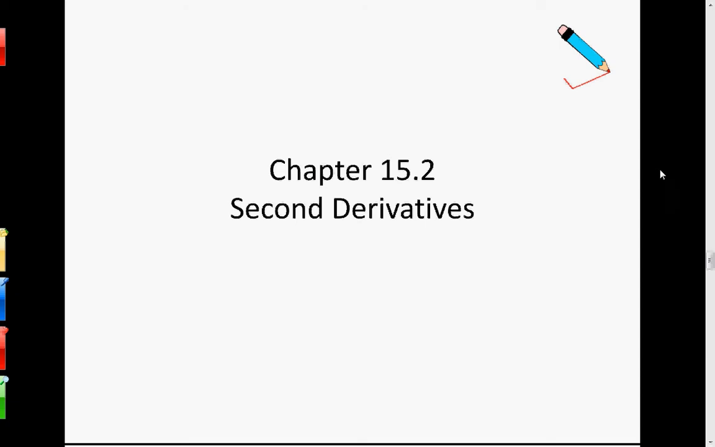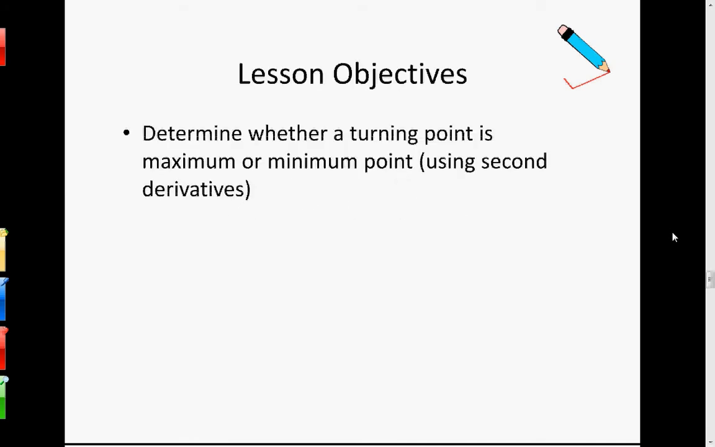In this video we will learn about the second derivative and how to use it to find the nature of stationary points. In the last chapter, 15.1, we learned how to find the nature of stationary points using the first derivative test. Today we're going to learn how to do it using the second derivative test. So today we will learn how to determine whether a stationary point is a maximum or minimum point by using the second derivative test.